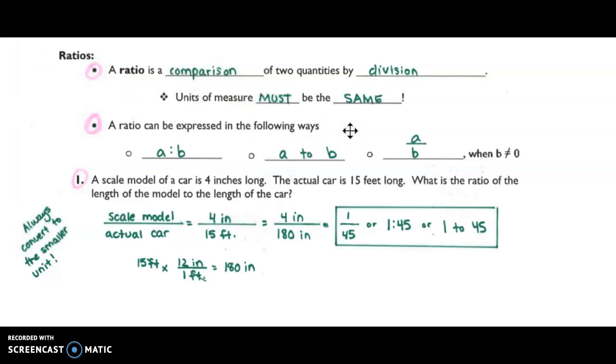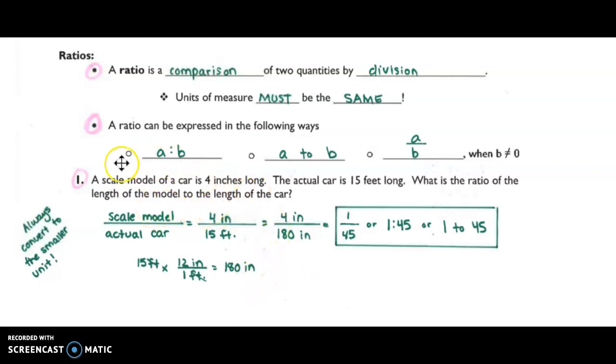Right, a ratio is a comparison of two quantities by division. Okay, the units must be the same. Hopefully that's obvious. 3 ways to express a ratio, right? You have a colon, right? You can write the word to, T-O. Most commonly, it's going to be a fraction.